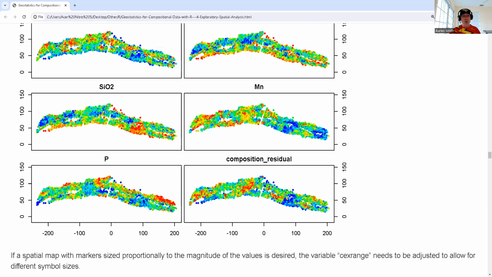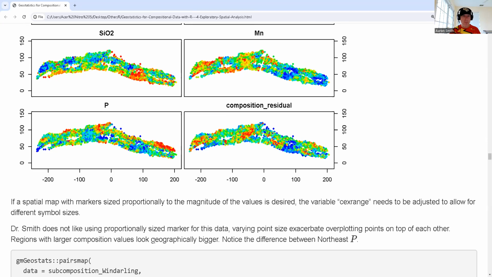All right, if a spatial map with markers sized proportionally to the magnitude of the values is desired, a variable cex range needs to be adjusted to allow for different symbol sizes. I don't like this, by the way. I like keeping the points constant and using color to represent. I don't like this changing of size business, because this can exacerbate overplotting. Not only are high values important, but also low values are important in our plot. If I start making some big, they're going to get slapped on top of each other.